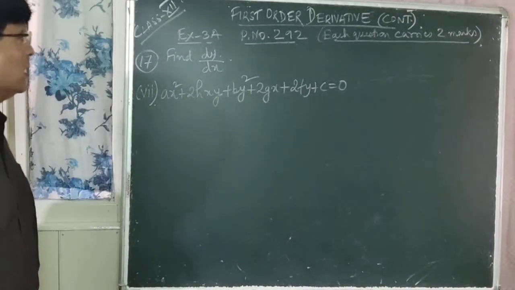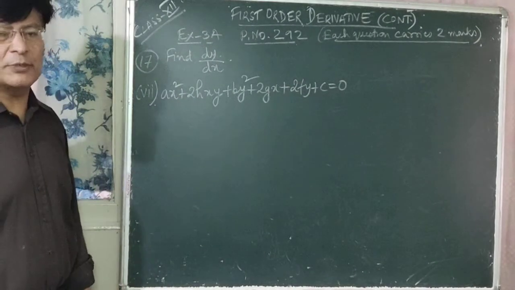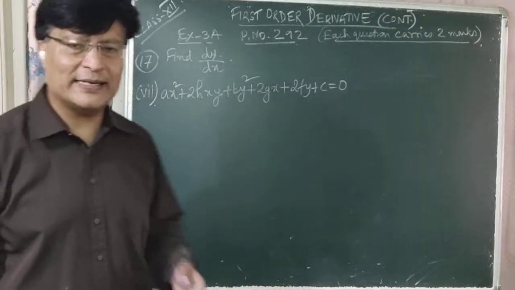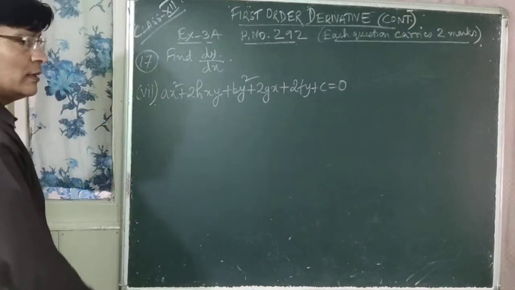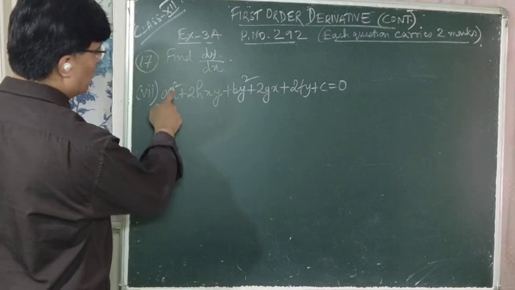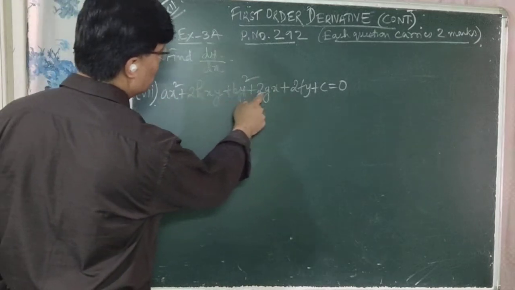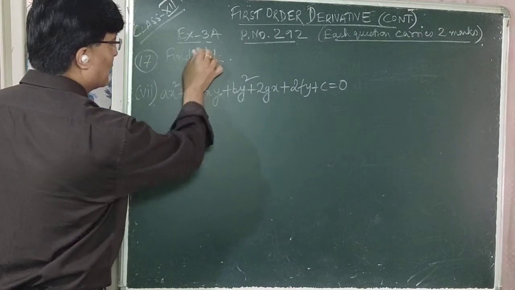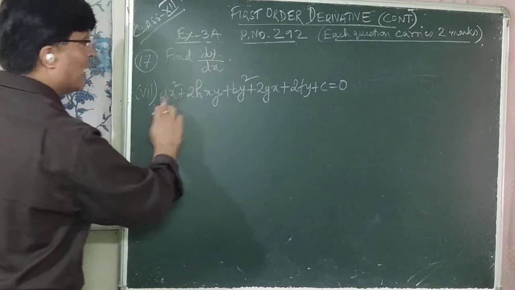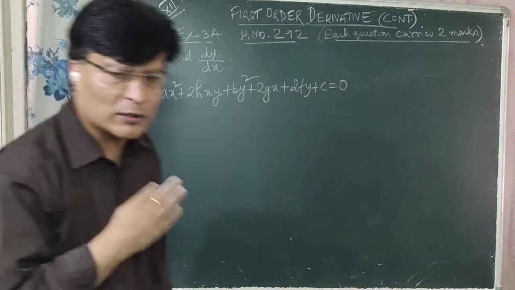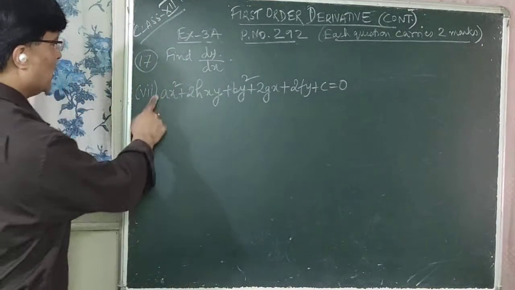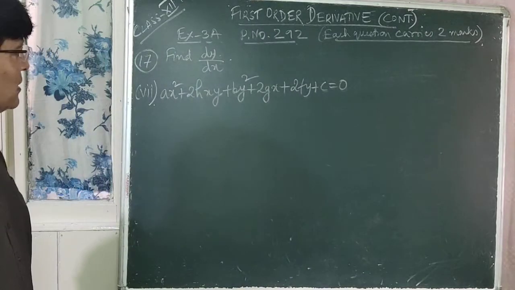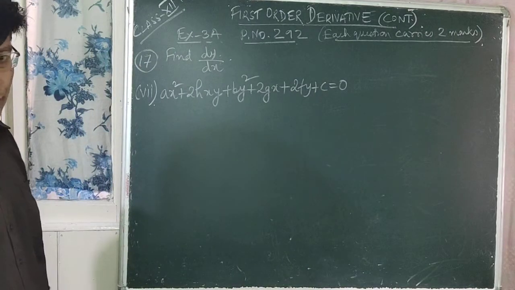Now we'll do the next question, that is 17, number 7. Here also you have to find out dy by dx. This is also an implicit function. The given function is ax square plus 2hxy plus by square plus 2gx plus 2fy plus c is equal to 0. Since you have to find out dy by dx, x and y are only the variables here, but all other terms are constant. That means a, h, b, g, f, c are all constant, including that 2 also, right?